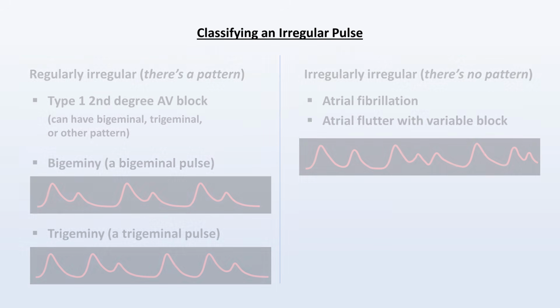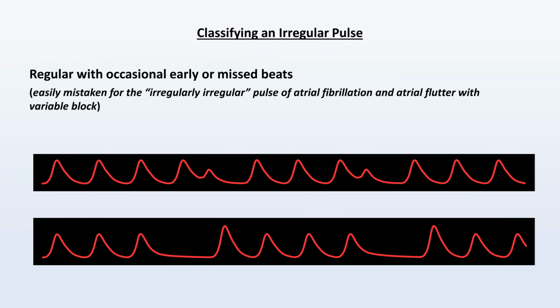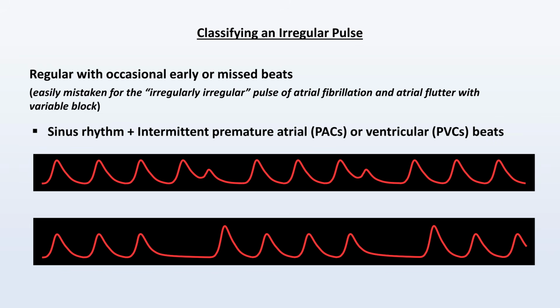There's a third abnormal pattern, though, that can be easily mistaken for irregularly irregular, which is regular with occasional early or missed beats. This is what's seen with sinus rhythm plus intermittent premature atrial or ventricular contractions. The reasons that some pulse beats are missing rather than all of them occurring early is because sometimes the premature beats are so early that diastolic filling has not yet occurred, and so there is minimal forward blood flow that's generated by that particular ventricular contraction.